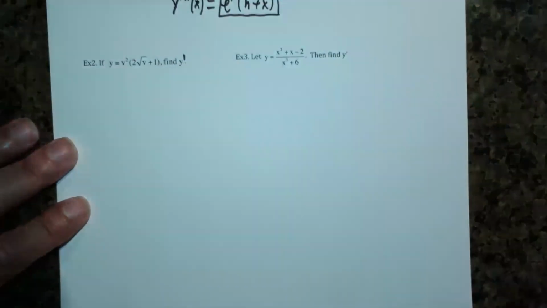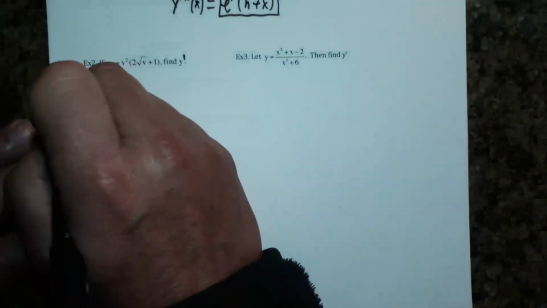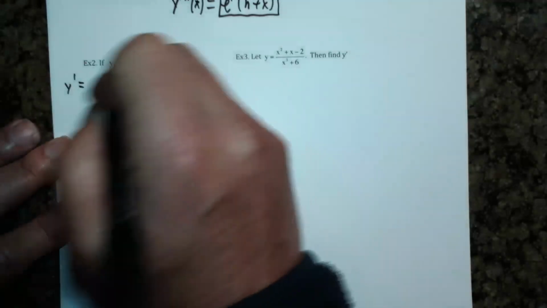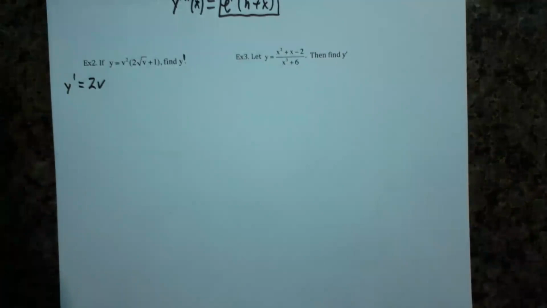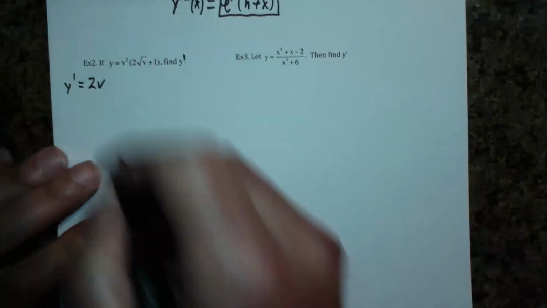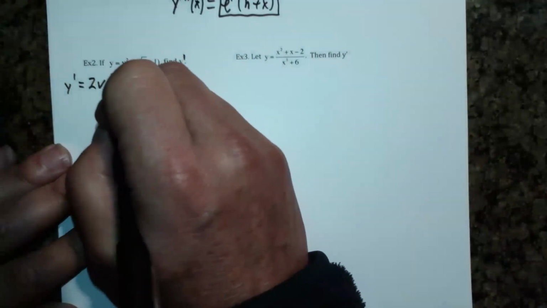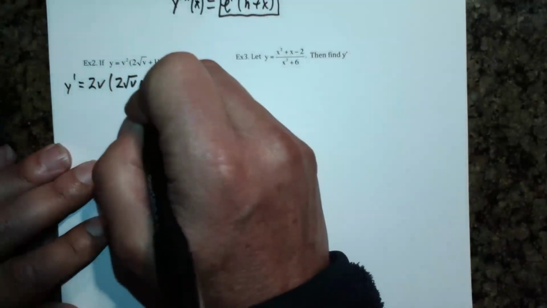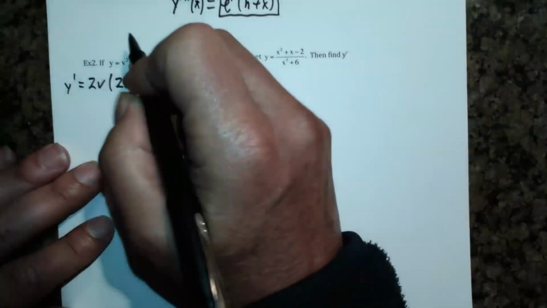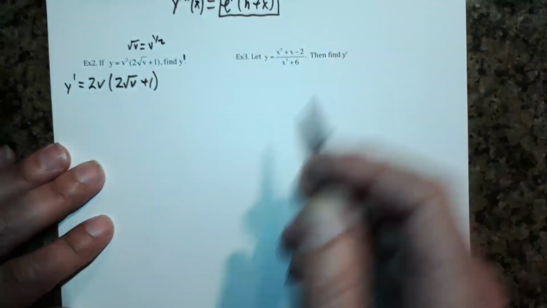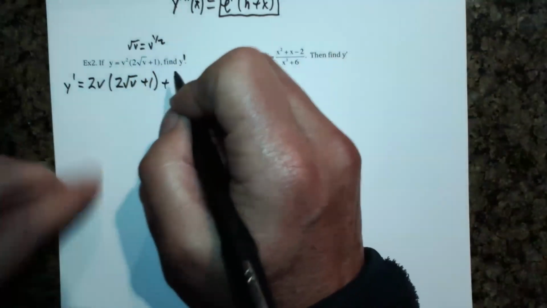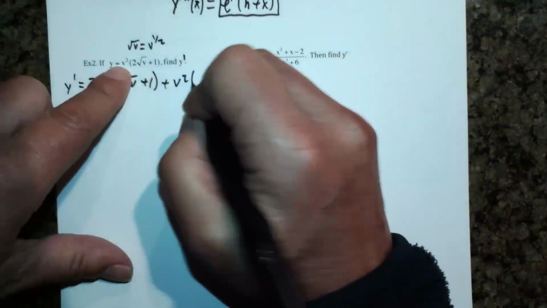Let's try another one. We're looking for y prime. So y prime is going to be the derivative of the first part, and that's going to be 2v. Now notice this is the derivative with respect to v now, not x, times the second function. Now to be clear, root v is v to the 1/2, plus v squared times the derivative of this.